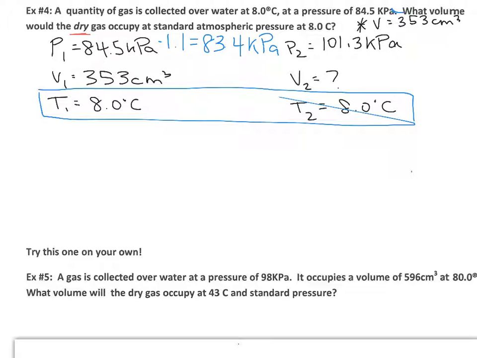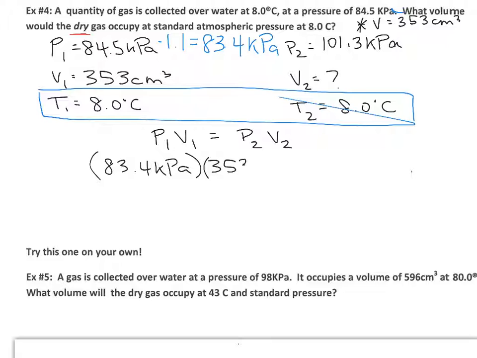Okay, so now I have all that together. Remember, I don't need to account for the temperature because it's constant. So really all that I'm doing here is using Boyle's law. So P1 V1 equals P2 V2, and now I can plug in all of my values. So remember, we're using our dry gas, so it would be the 83.4. My volume is in centimeters cubed.